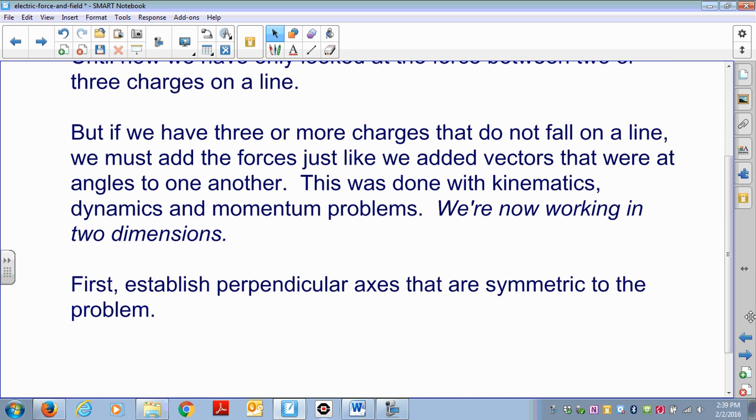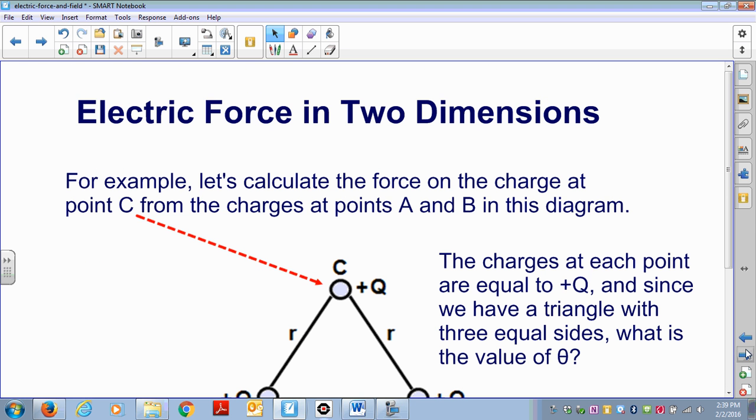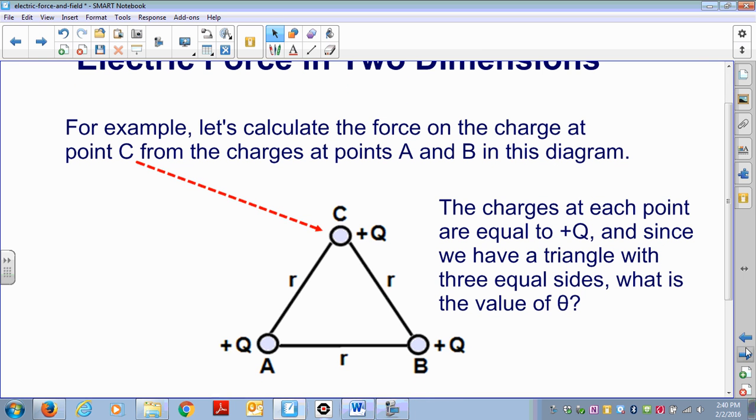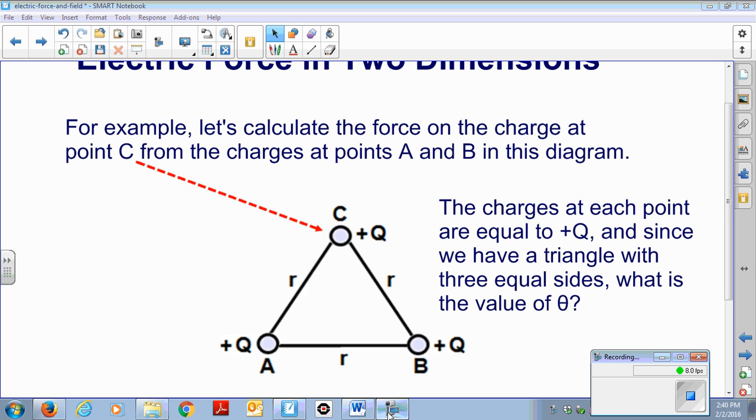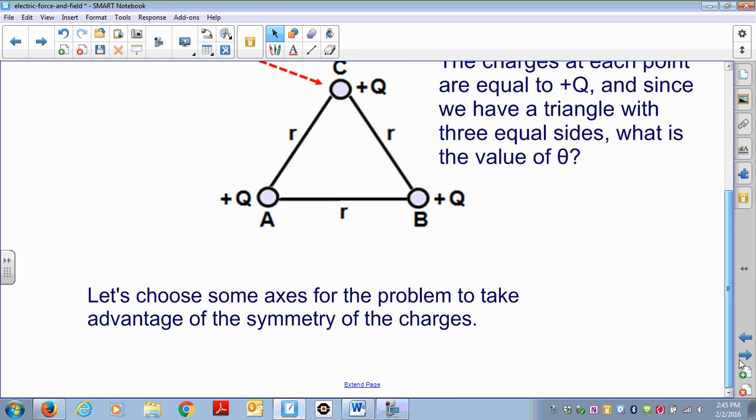First, we establish perpendicular axes that are symmetric to the problem. For example, let's calculate the force on the charge at point C from the charges at points A and B in this diagram. The charges at each point are equal to plus Q, and since we have a triangle with 3 equal sides, what is the value of theta? So again, we need to figure out what is the angle of theta.